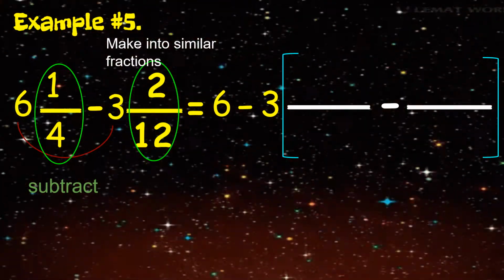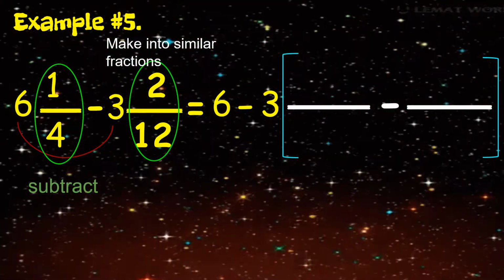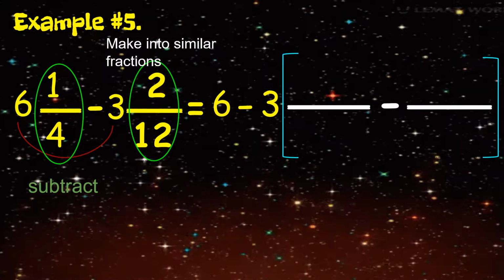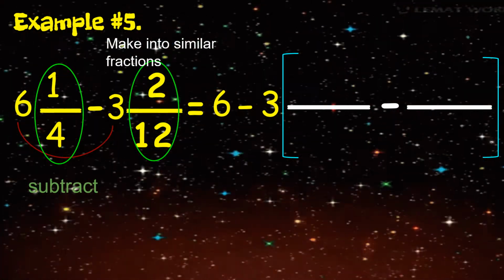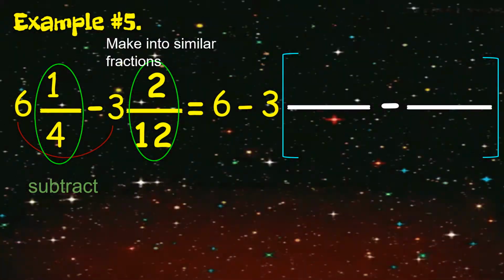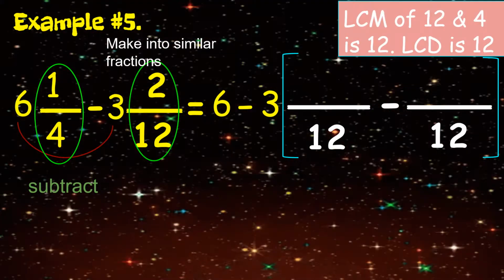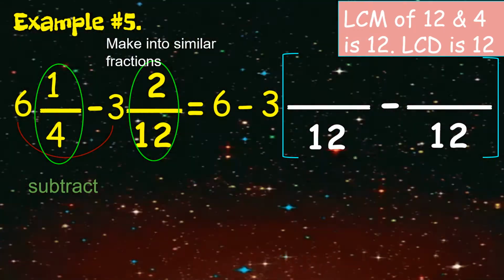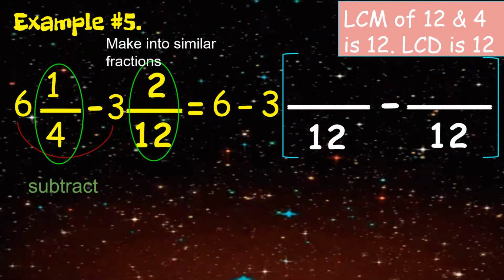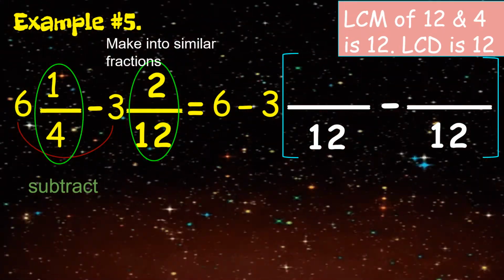The multiples of 4 are 4, 8, 12, 16, and so on. The multiples of 12 are 12, 24, 36, 48, and so on. The least common multiple of both numbers is 12. Therefore, we'll be using 12 as the new denominator. Then, divide it on both denominators. 12 divided by 4 is 3.